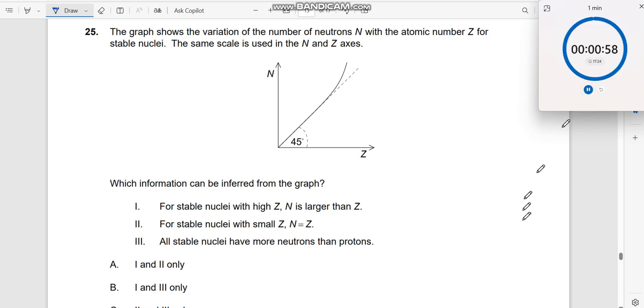Okay, question number 25. The graph shows the variation of the number of neutrons N with the atomic number Z for the stable nuclei. So the N-Z curve is given. The same nuclei is used in the N and Z axis. Which information can be inferred from the graph?